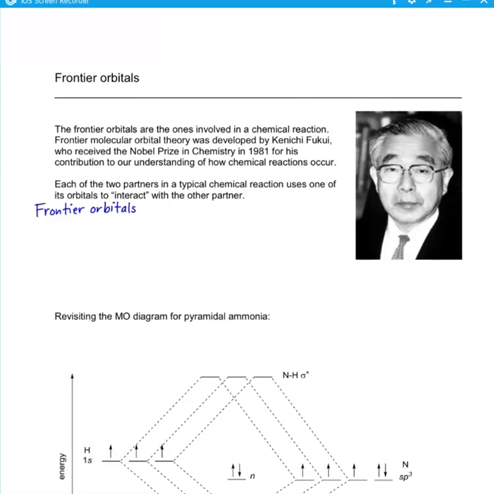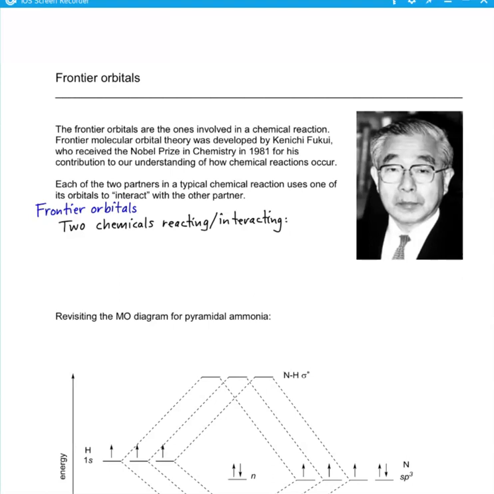Okay, so let's say that we have 2 chemicals that are reacting or interacting in some way. In such a case, typically what's happening is the following. One of them supplies the electrons to make a bond to the other one. So one is supplying the electrons, and the other one accepts those electrons.